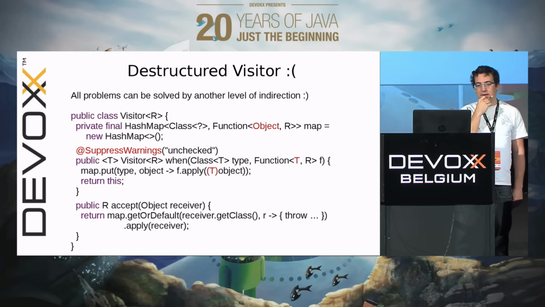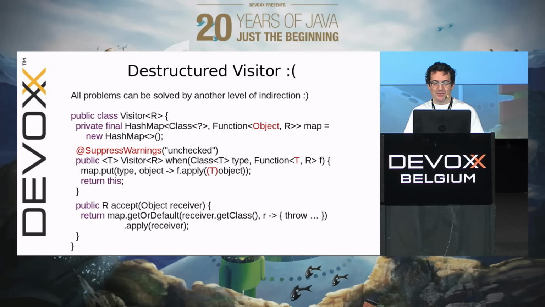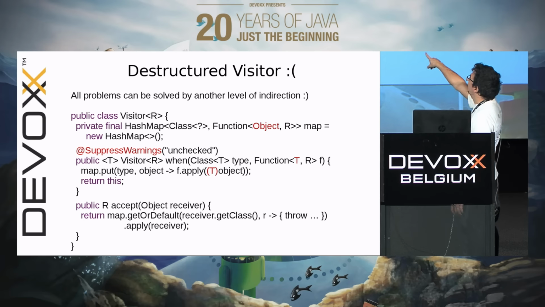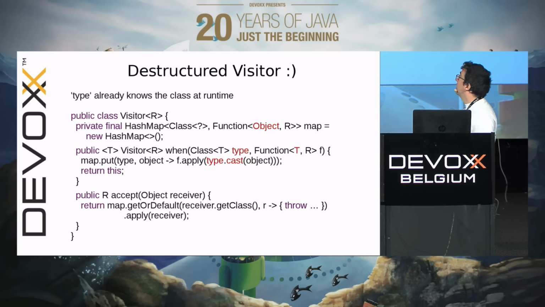And here, I will say, oh, compiler, I know what I'm doing. Please trust me. I will cast to T. And you will not complain. I know what I'm doing. Trust me. So it works, but oh man, we don't need that. Here we have class of T. So we have the real class. So we can ask the class, please do the cast. Type.cast. No suppress warning. Everything is cool. It's not that cool. It can crash at runtime, but it's another problem. At least, no compile error.